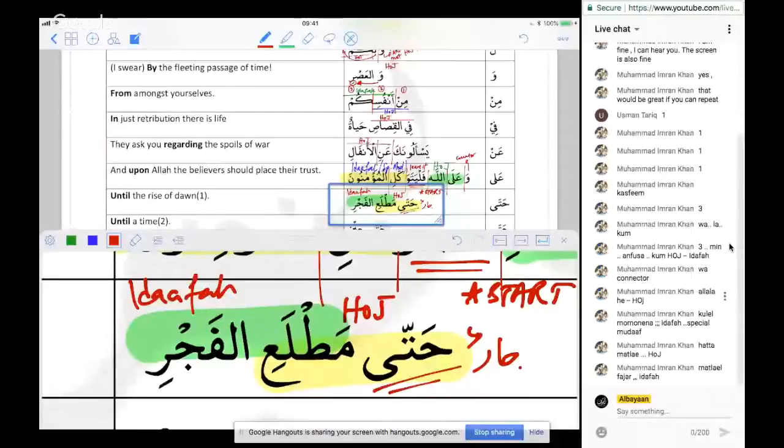So hatta jar majroor part is idafa. Very good. Excellent. You're getting there. Getting better every time.